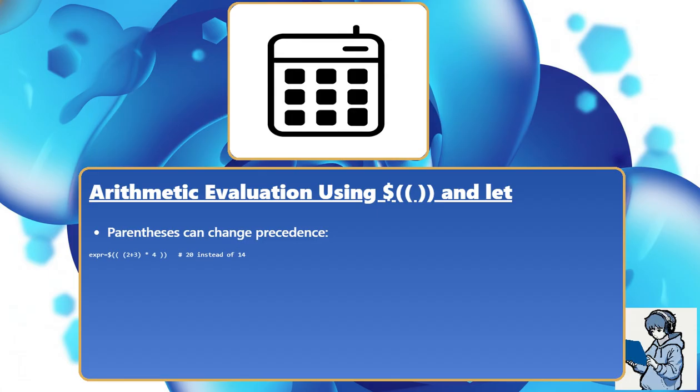Parentheses can change precedence. x=$(( (2 + 3) * 4 )), which is 20 instead of 14. Using results in loops: for ((i=0; i<5; i++)); do echo $i; done. End for.